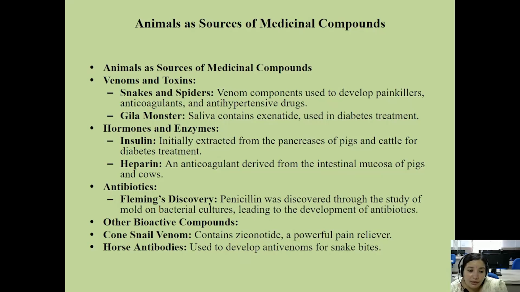Other biotic compounds: cone snail venom contains ziconotide, a powerful pain reliever, and horse antibodies are used to develop antivenoms for snake bites. So these are the animal sources for making medicines and medicinal compounds: venoms and toxins, hormones and enzymes, and antibiotics. We have used snakes and spiders, the Gila monster, insulins and heparins for making these medicines.